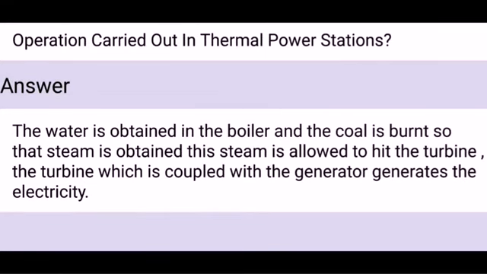What operation is carried out in thermal power stations? The water is heated in the boiler and the coal is burned so that steam is obtained. This steam is allowed to hit the turbine. The turbine, which is coupled with the generator, generates the electricity.